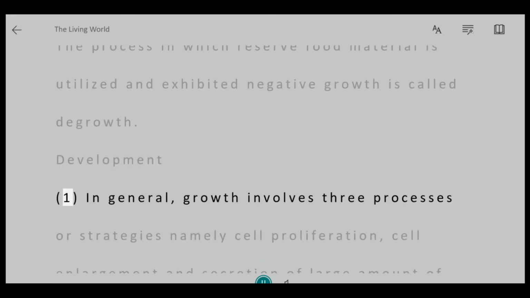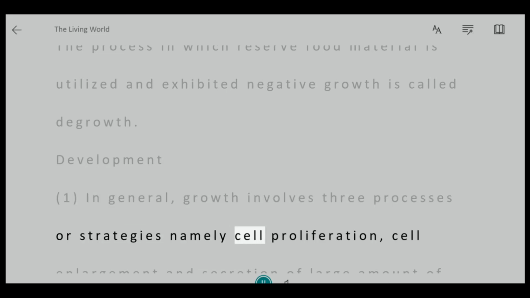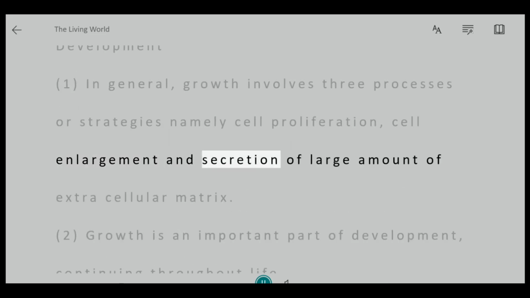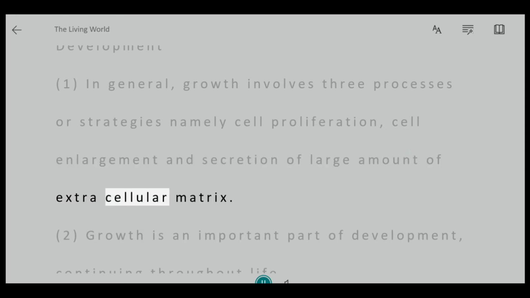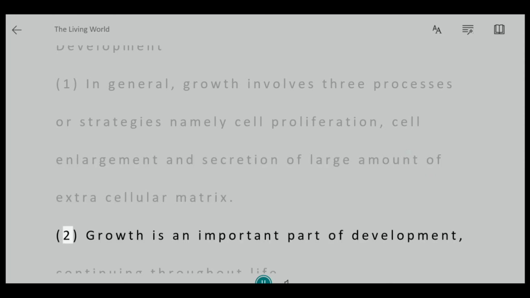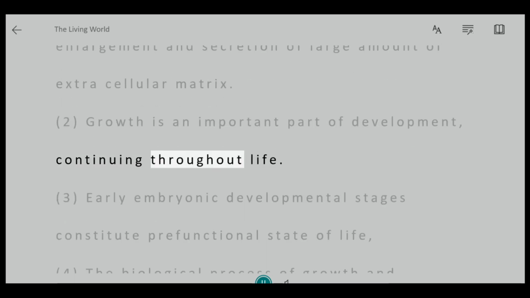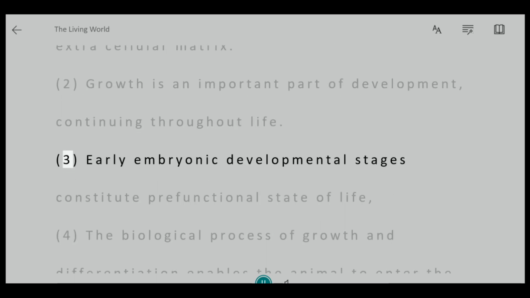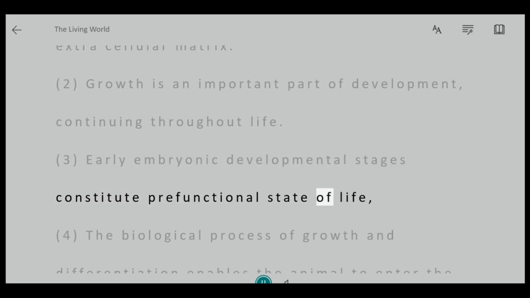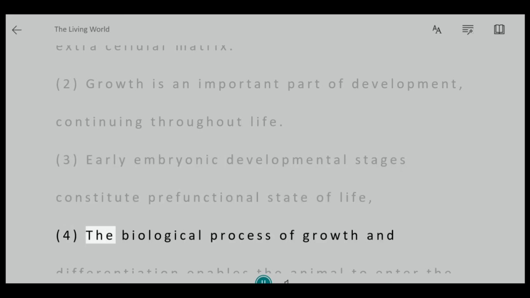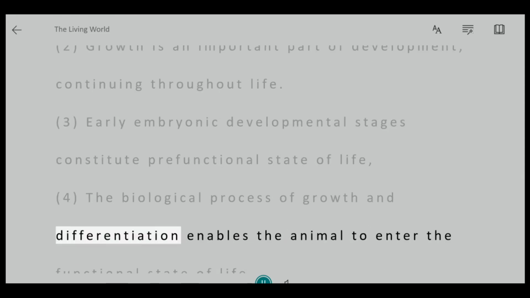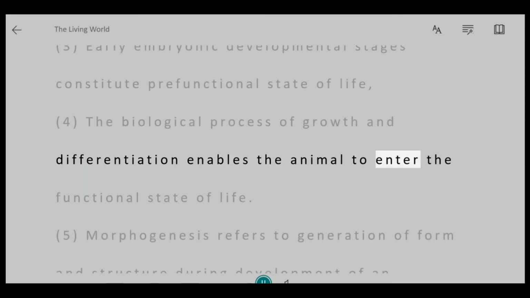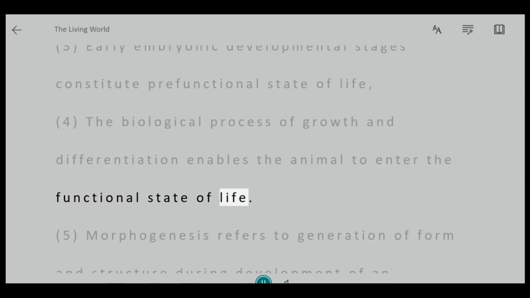Development. 1. In general, growth involves 3 processes or strategies, namely cell proliferation, cell enlargement and secretion of large amount of extracellular matrix. 2. Growth is an important part of development, continuing throughout life. 3. Early embryonic developmental stages constitute pre-functional state of life. 4. The biological process of growth and differentiation enables the animal to enter the functional state of life.